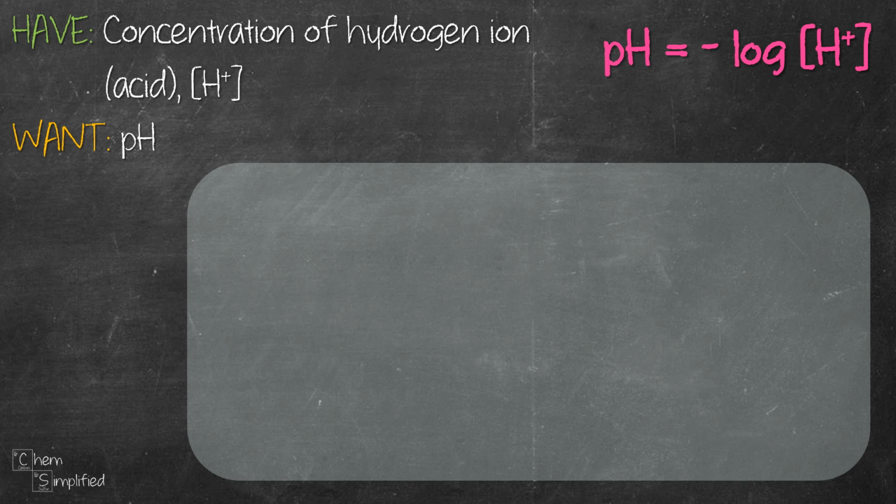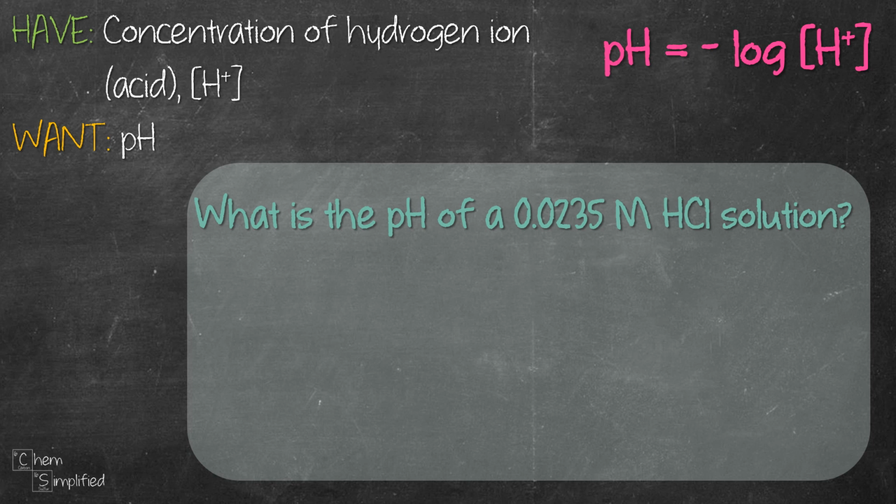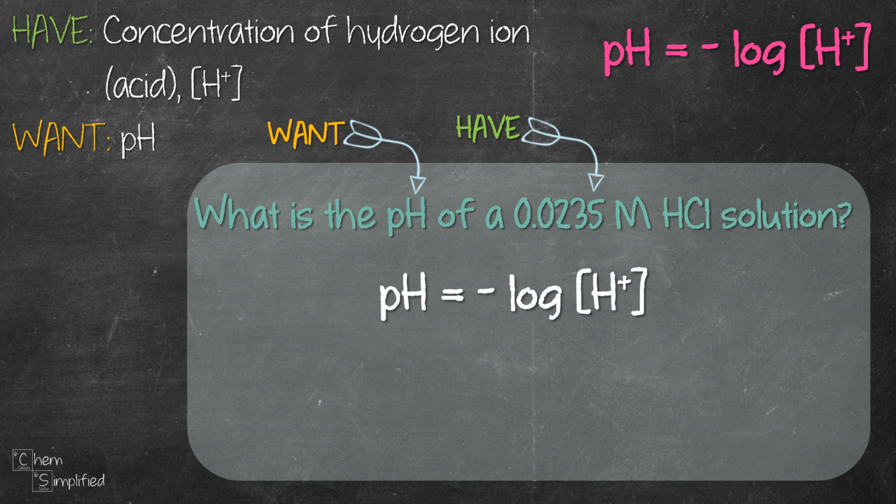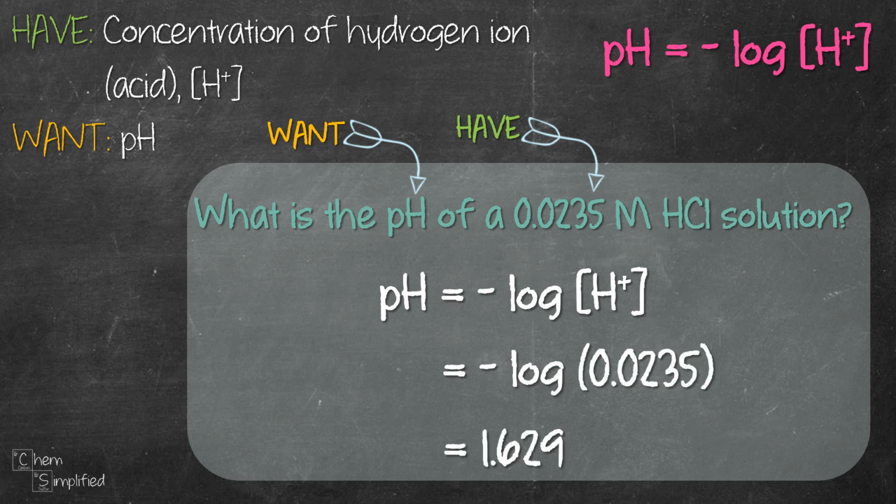Now let's look at how we can use the first equation. pH equals negative log of [H+]. We'll use this equation when we have the concentration of the hydrogen ion and we need to find the pH of the solution. For example, what is the pH of a 0.0235 molar HCl solution? What the question wants to find is the pH. What we have is 0.0235 molar, which is the concentration of H+. So we write out the equation, plug in the value for H+, and we get the answer 1.629.